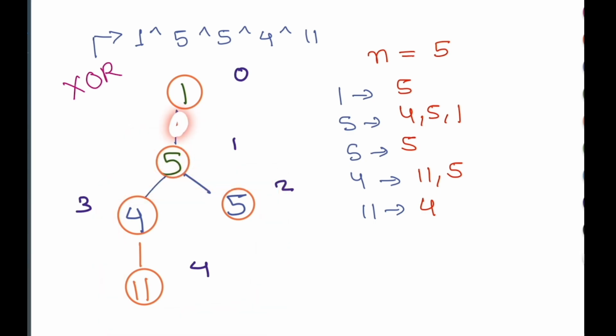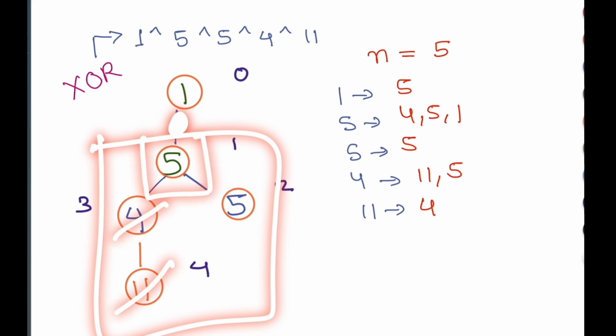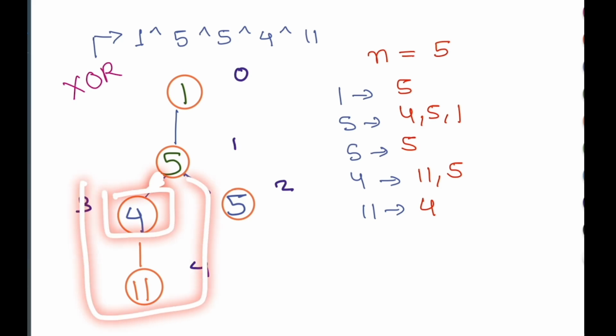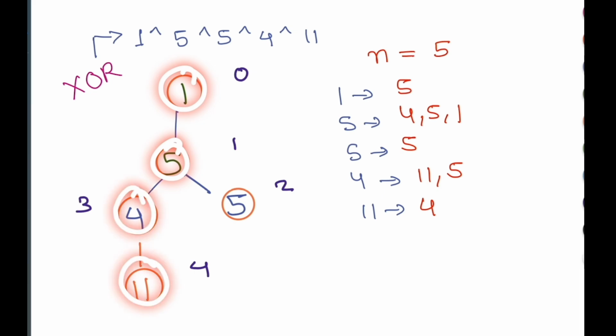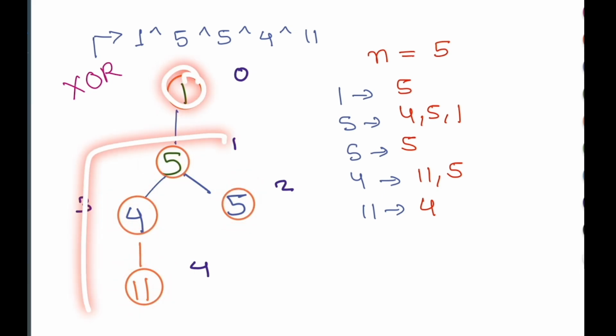Because if I just remove this edge, what I'm doing is I'm creating a subtree, this one. I'm trying to find out the XOR of the parent, which is 5, and its children, 4, 11, and 5. If I'm removing this edge, I am trying to find out the XOR of 4, which is the parent in this particular tree, and the child, which is 11. So what we will do is at each of the nodes, we are going to find out the XOR value of this node and the other child nodes.